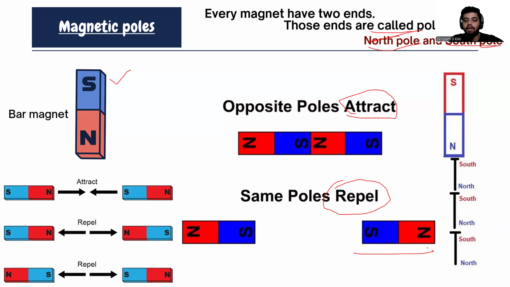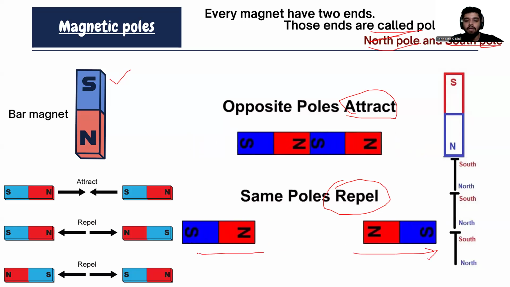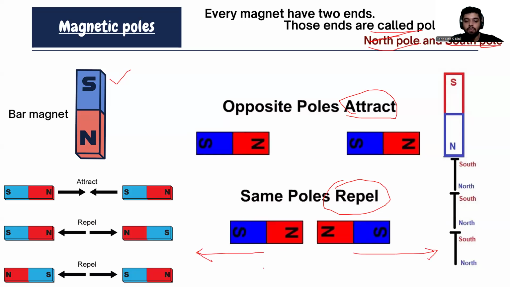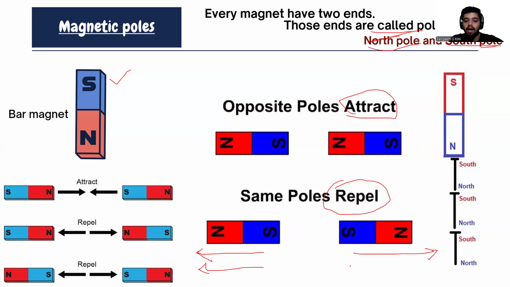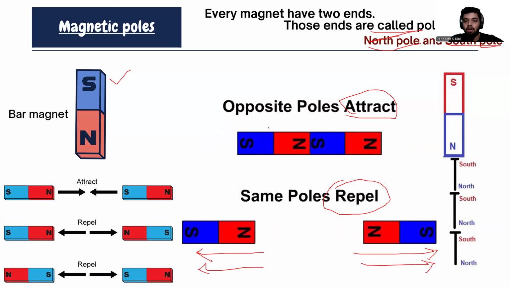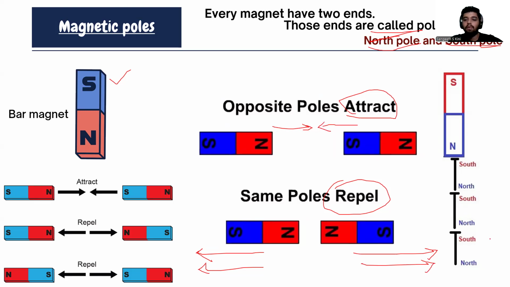This south pole moves away from this, and this south pole moves away from this. If it is the north pole, the north pole moves this way, and the other north pole moves this way. If it is north and south, or south and north, they will attract together. Hope you understood.